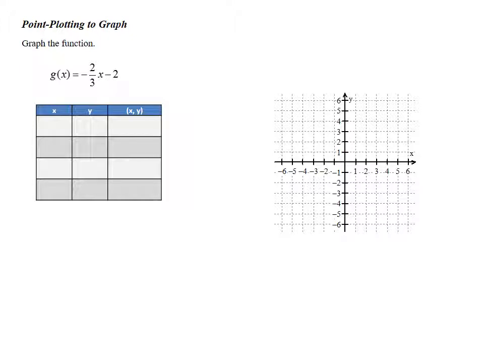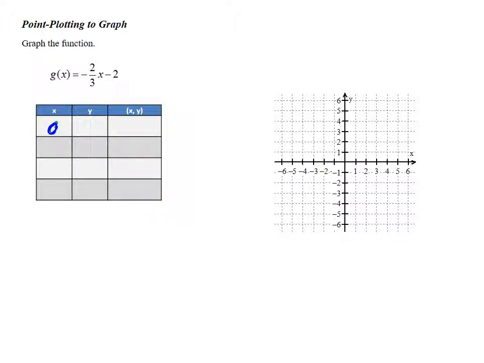Here's another example. We have the function g of x equals negative 2/3 x minus 2. So let's go ahead and find some solutions to this equation and graph the function with them. Now, we can use any x values we want and put that in for x and calculate our y. It's always good to use values that are going to make life easier for yourself if you're doing this by hand. 0 generally is an easy value to calculate with.